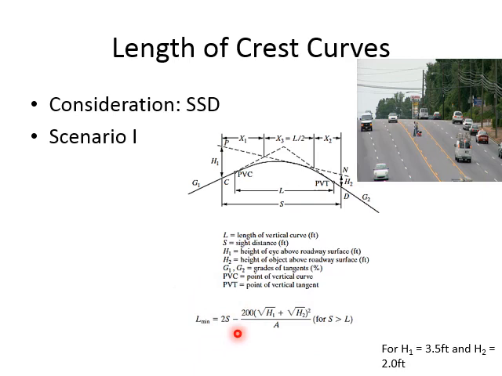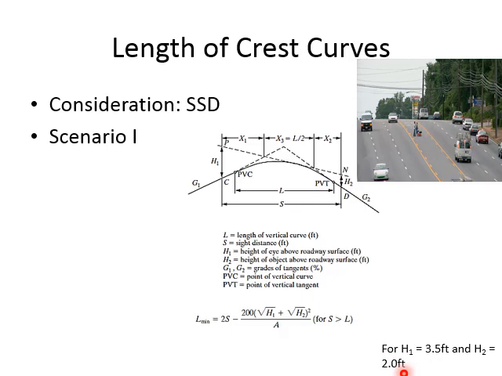Where S means the sight distance, H1 is the height of the driver's eye above the ground, and H2 is the height of the object above the ground, the object for which you are stopping. Now the height of the driver's eye is taken as 3.5 feet, that is the normal height of a car driver above the ground, and H2 is taken as 2 feet.